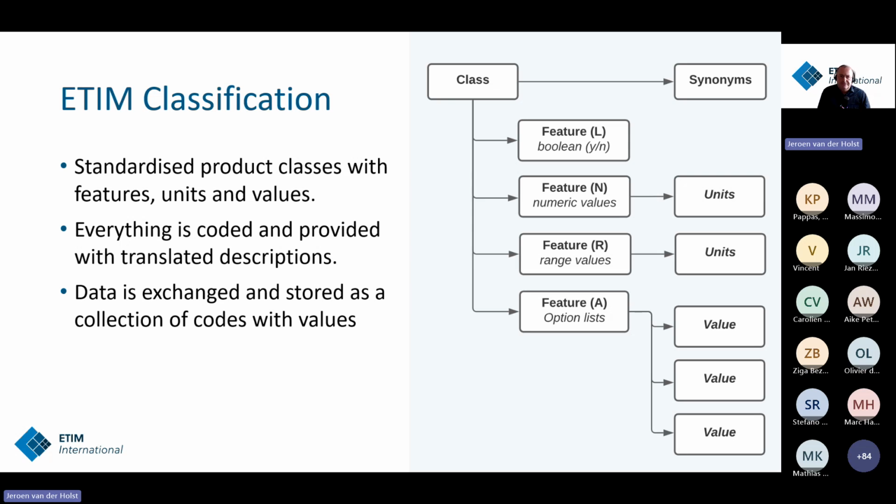Now, what ETIM Product Classification does is it provides a clear structure of standardized product classes. Product family names are given an official name with a list of synonyms tied to that class name. Each class provides a standard set of features, units of measurement, and optional values. And every class, feature, value, and unit has its own digital ID, and it is tied to translations in several languages. This makes our classification data machine readable and language independent.